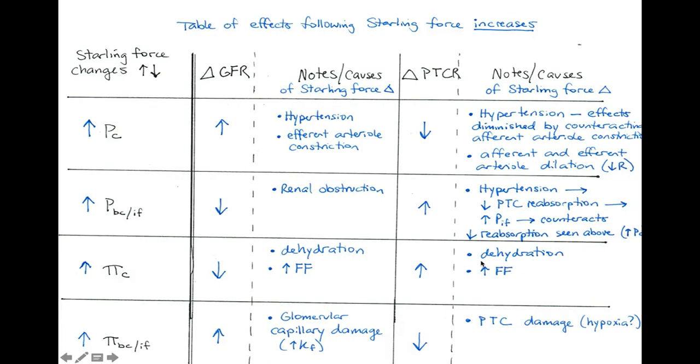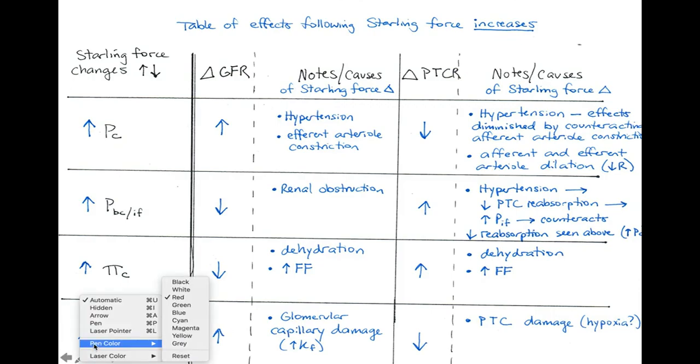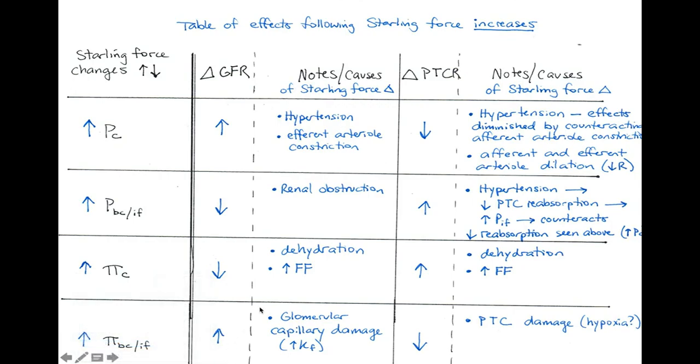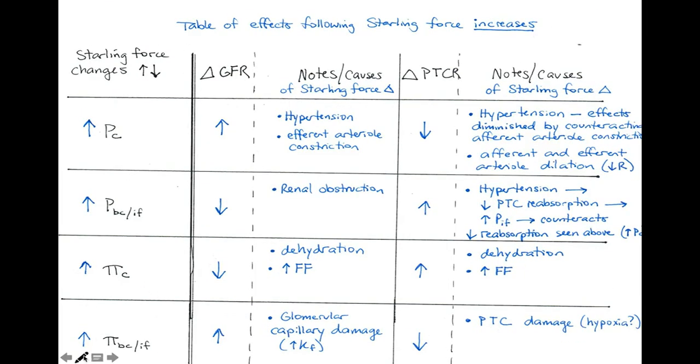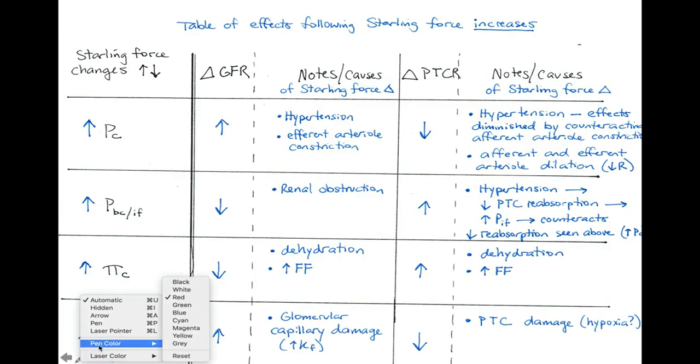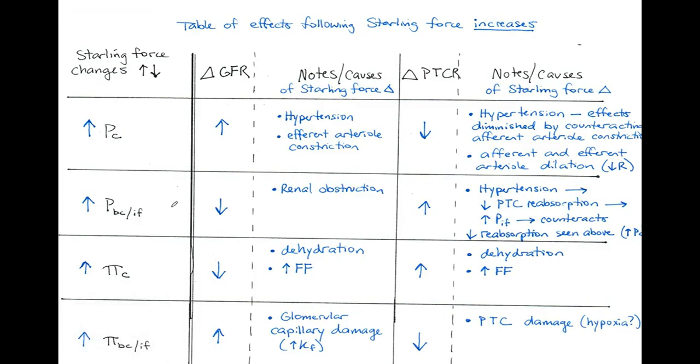Okay. Last thing in this presentation is simply these tables, which would be a good place for you to practice. I'm not going to go through them systematically, but they do lay out our changes in a Starling force. And one is going up and the other is going down. Right, so our change in our Starling force here, and then it's saying what would happen to GFR with a given change.